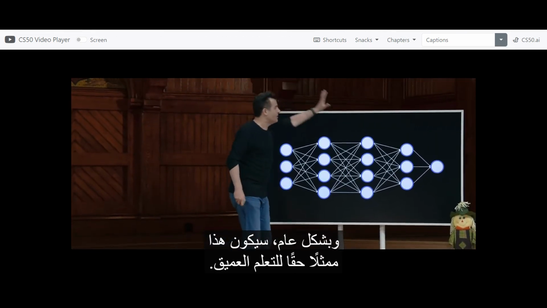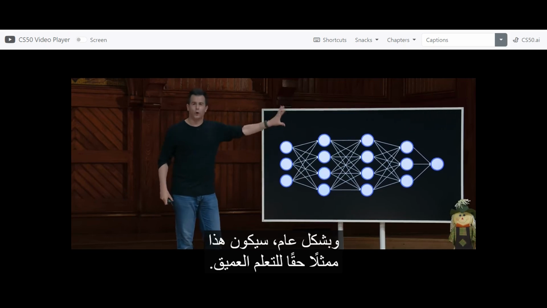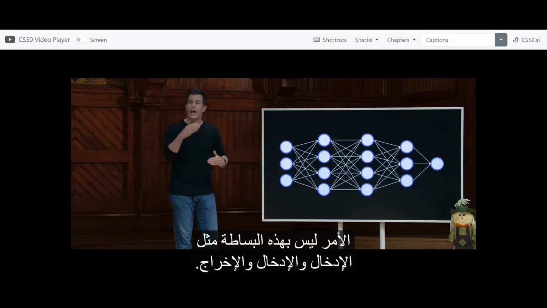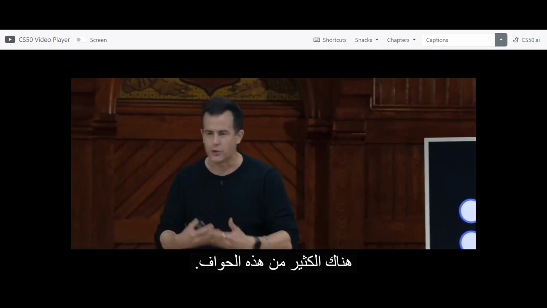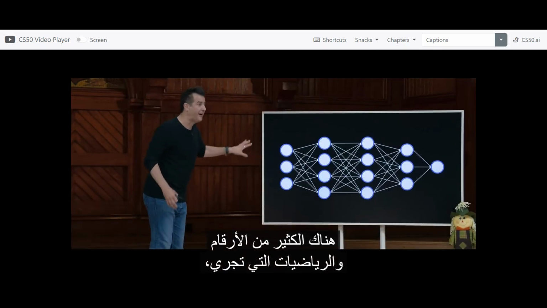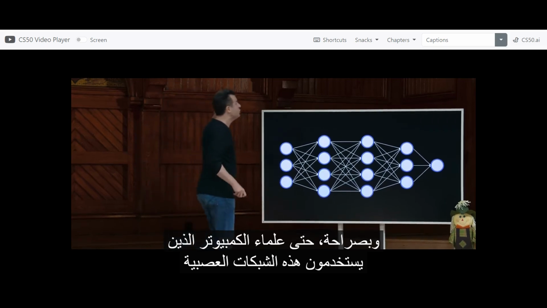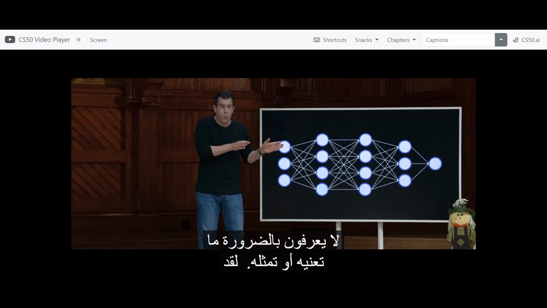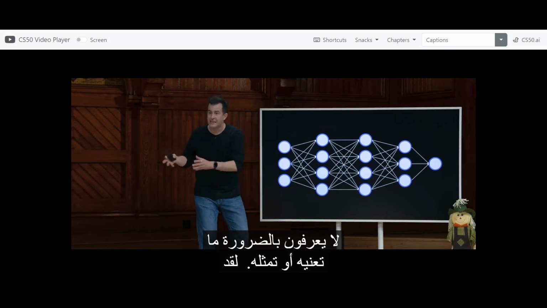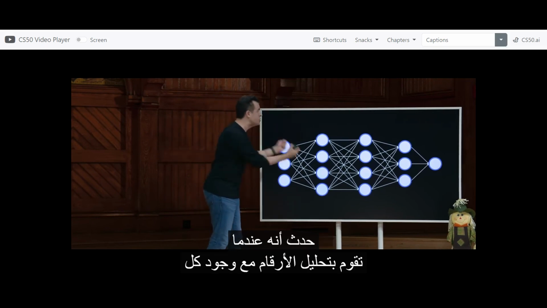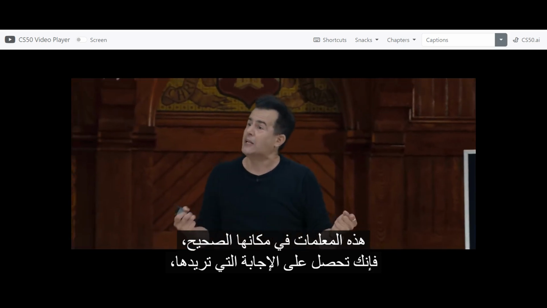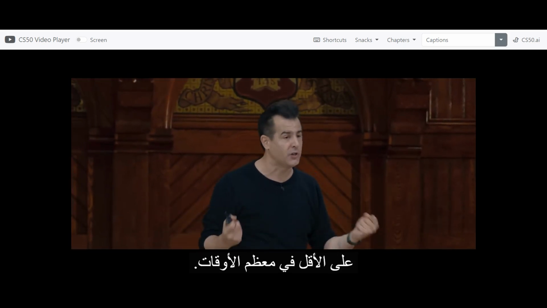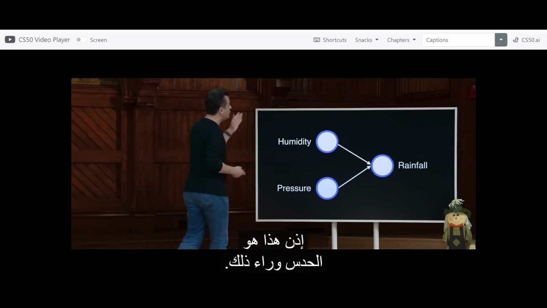More generally, though, this would be really representative of deep learning. It's not as simple as input, input, output. There's actually a lot of these nodes, these neurons. There's a lot of these edges. There's a lot of numbers and math going on that, frankly, even the computer scientists using these neural networks don't necessarily know what they even mean or represent. It just happens to be that when you crunch the numbers with all of these parameters in place, you get the answer that you want, at least most of the time. So that's essentially the intuition behind that.